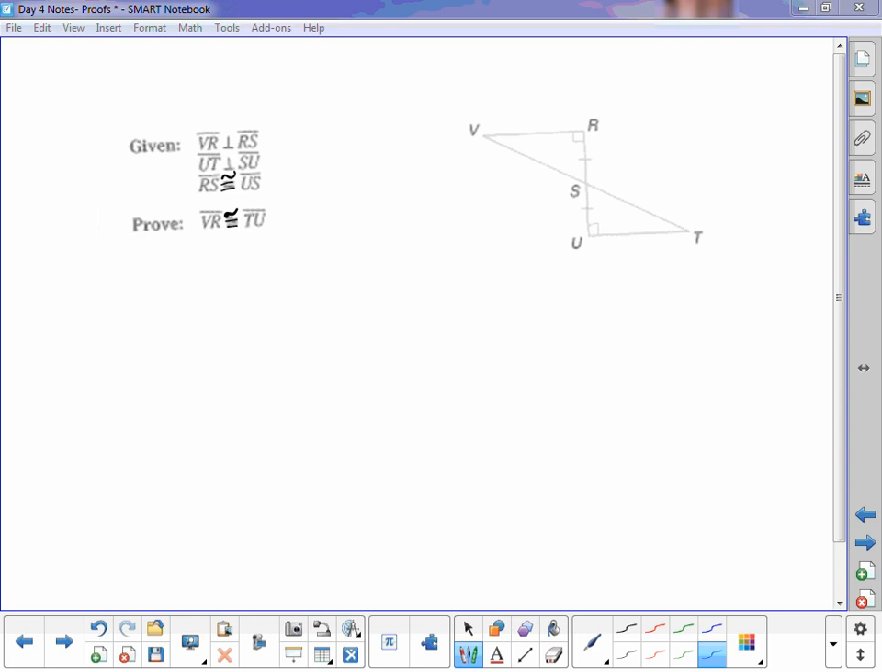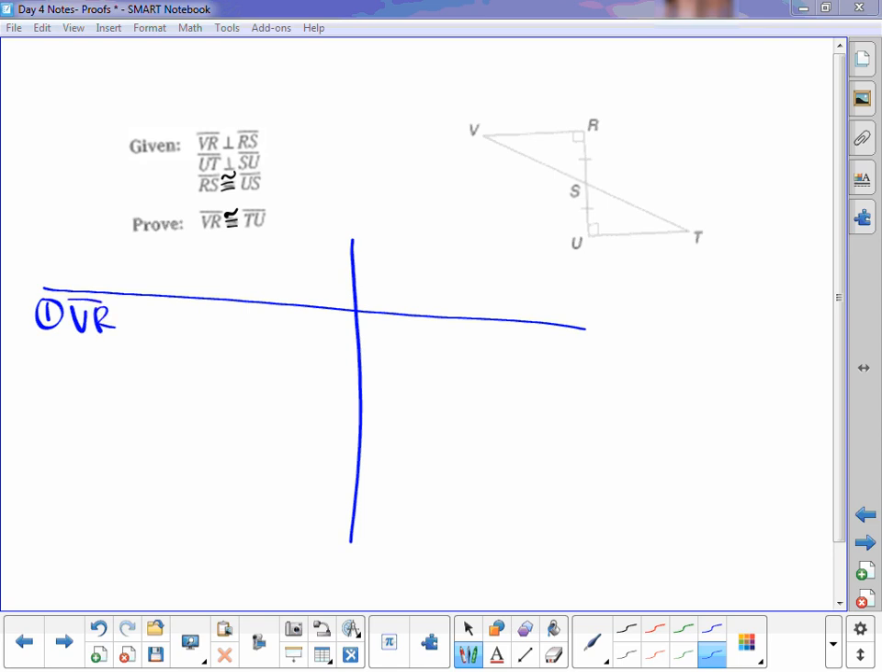All right. A lot of given information here. So we have VR is perpendicular to RS. We have UT is perpendicular to SU, and RS is congruent to US. A lot of information there. So let's go ahead and translate some of this. Make sure it's all marked on our diagram.